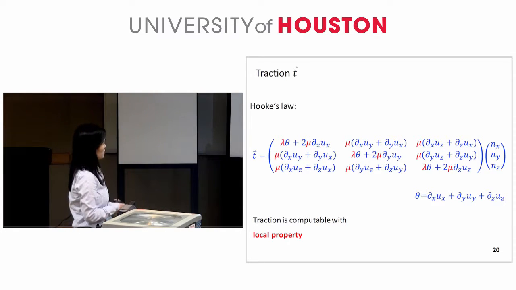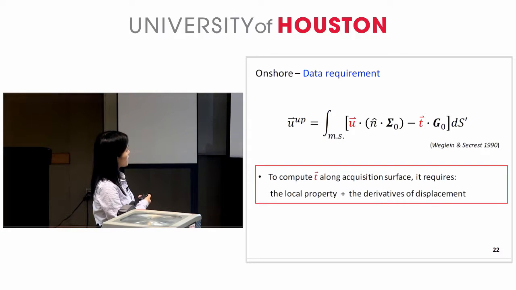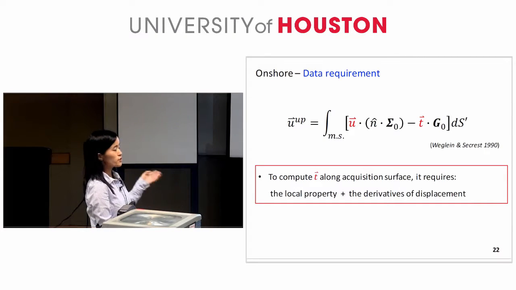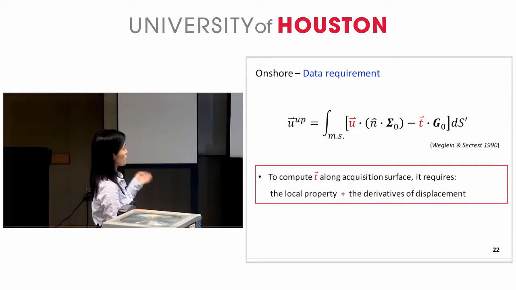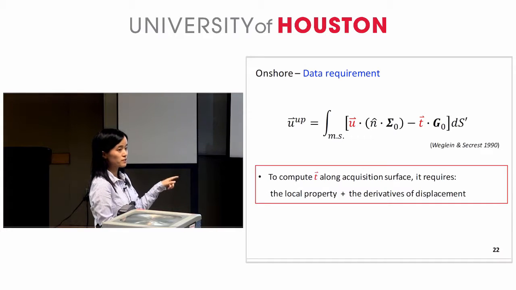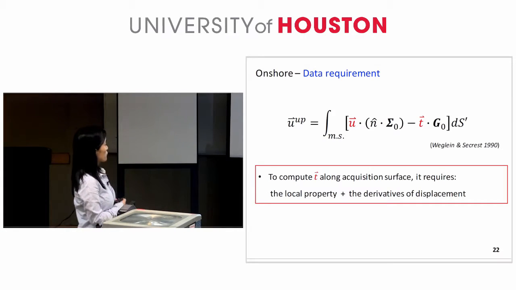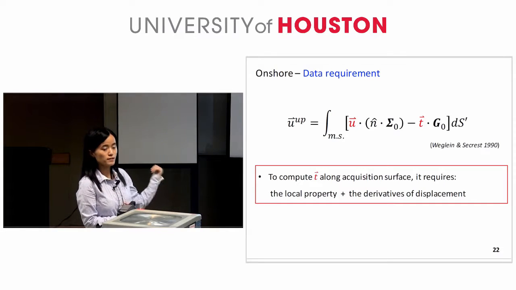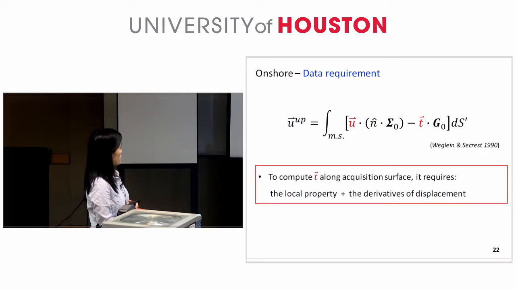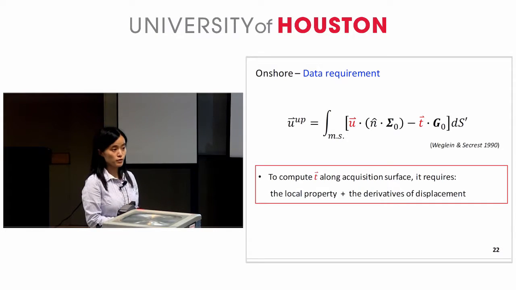Now we go back to the algorithm. You can see that in order to compute the traction along the acquisition surface, you need to have both the local property information and the derivatives of displacement along different directions along that acquisition surface. In this talk, we will assume the local property in the vicinity of the measurement surface is known. So here we have given you the framework showing what's required in principle.